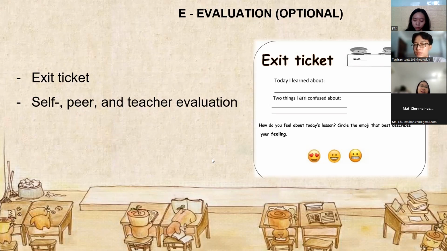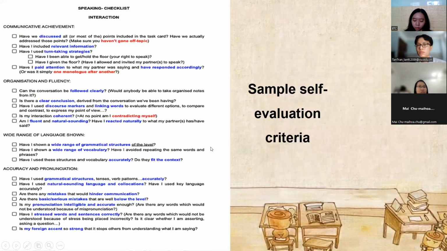And now we have the next one: self, peer, and teacher evaluation. I want to show some samples that you may take a look at. Number one is a sample of self-evaluation criteria. You can choose to give handouts to the students, or give them a link to do it. You can choose a suitable lesson to give it. If you do it every day, it may create a kind of burden for them.